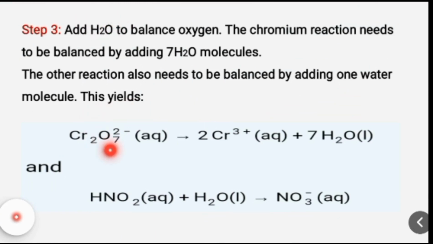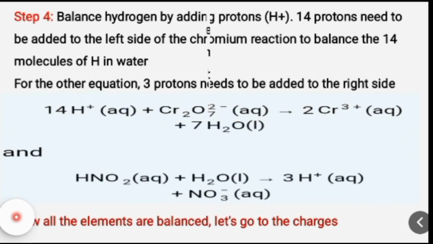So I have 7 molecules of oxygen here. I'm going to add on the right hand side 7 molecules of water to balance the oxygen. For the second reaction, which is the nitrogen reaction, I have 2 molecules of oxygen here and 3 molecules of oxygen at the right hand side. Therefore, to make the left hand side balance, I'm going to add 1 molecule of oxygen to the left hand side, to make the left hand side 3 molecules of oxygen and the right hand side also 3 molecules of oxygen. Therefore, step 4, balance hydrogen.